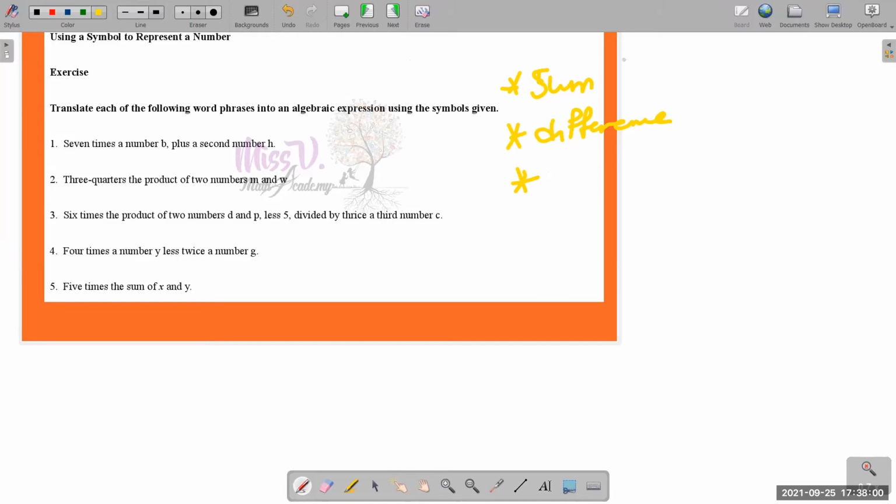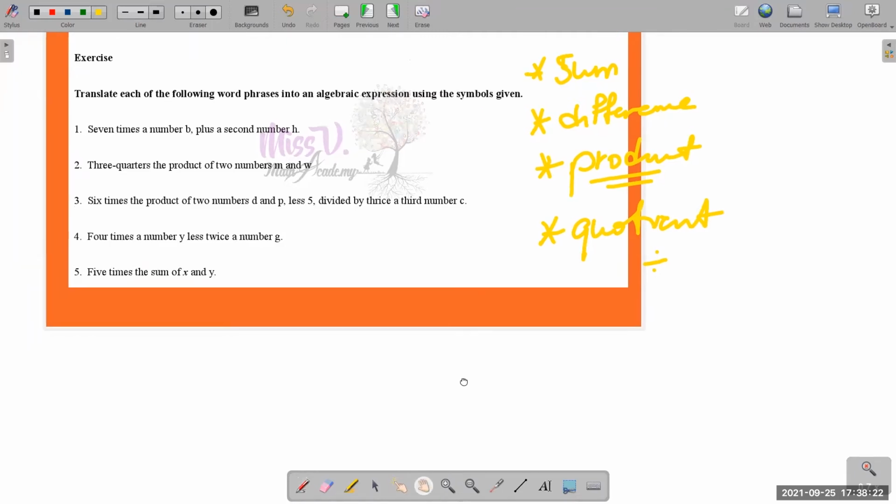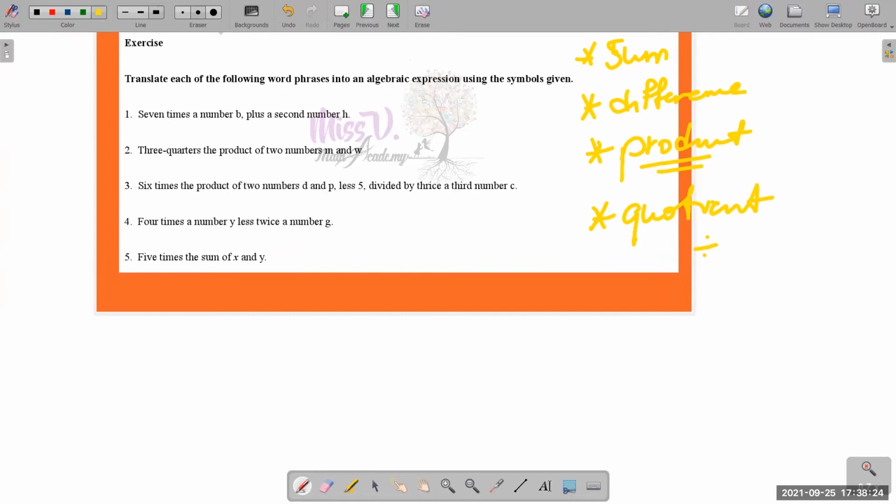So sum is to add, difference is to subtract, product. If I find the product of two numbers, to multiply. Product is to multiply. And the last one is quotient. Quotient is to divide. This is very important because if you don't know these, any worded problems can throw you off. So here we have: sum is to add, difference is to subtract, product is to multiply, quotient is to divide. You need to make sure you have that written down.